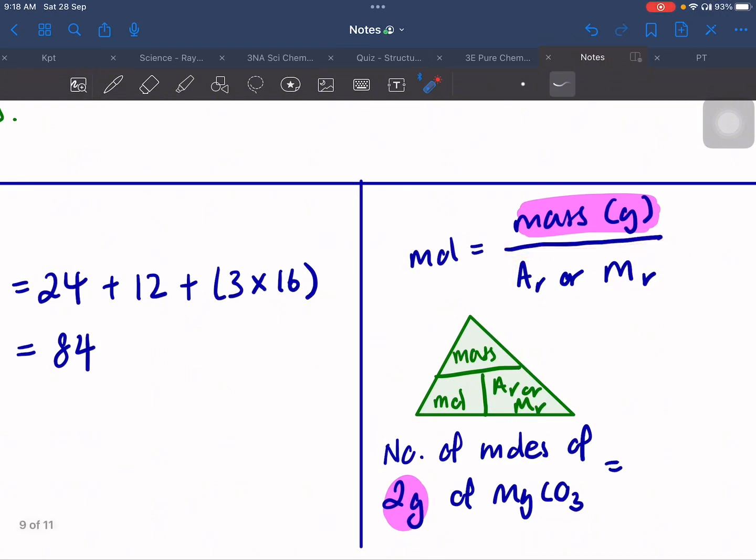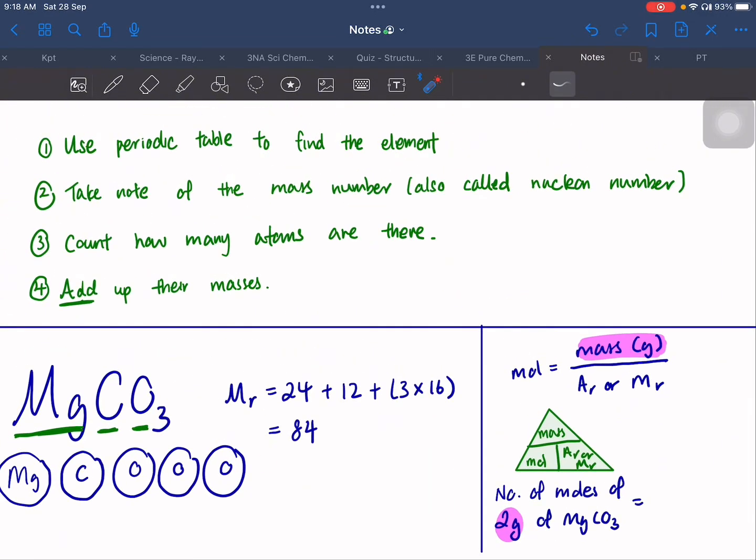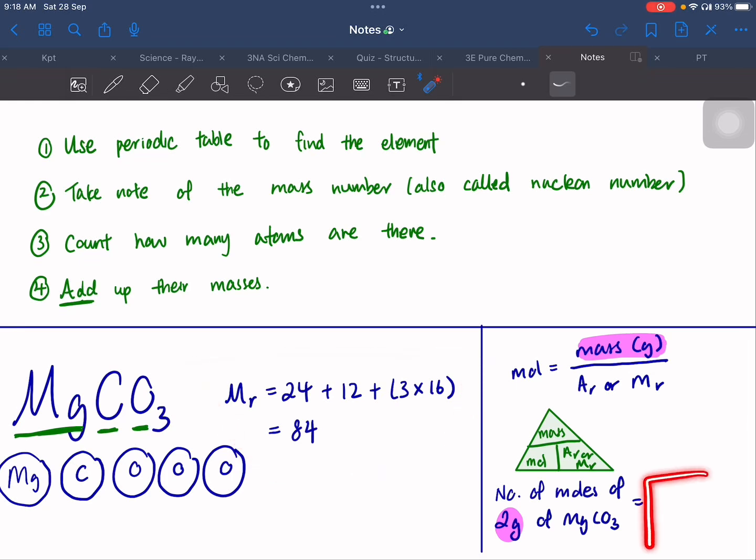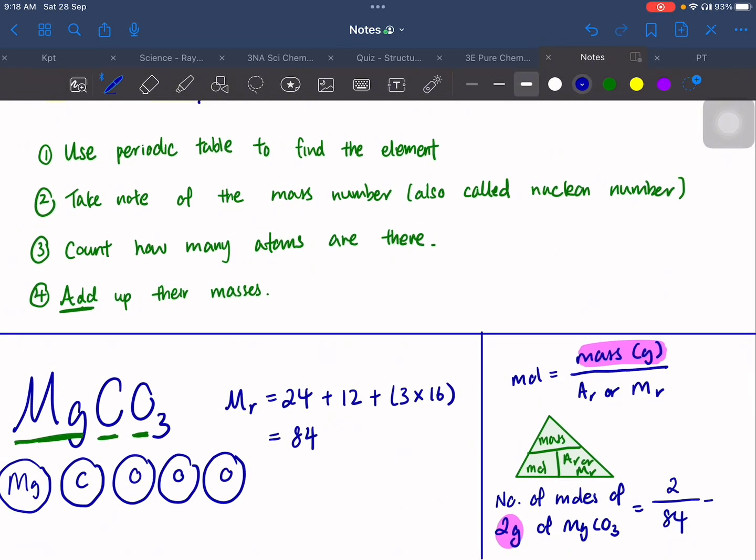That's where you use what we calculated just now: look out for the number on the periodic table, add it up based on the number of atoms, and then apply it in this formula. This should tell you that it will be equivalent to 2, which is 2 grams, divided by 84. And then this should give you your answer. So similarly, key into a calculator and let me know what's the value that you get.